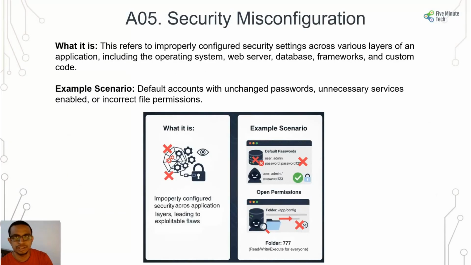Next is security misconfiguration. This refers to improperly configured security settings across various layers of an application. It includes the operating system, web server, database, frameworks, and custom code. An example scenario for this is default accounts with unchanged passwords, unnecessary services enabled, or incorrect file permissions.